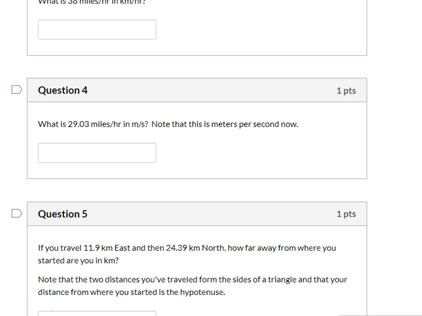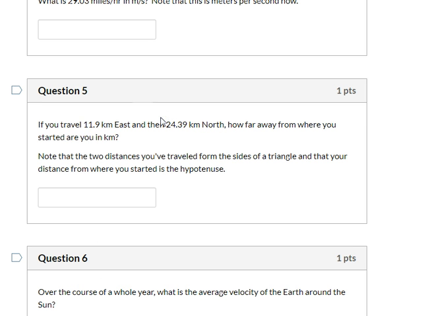Number 5, you're traveling east and then you go north. How far are you from where you started? Well, east and north are the two sides of a triangle, so you're just going to use the Pythagorean theorem. You're going to square this, you're going to square that, you're going to add them together, you're going to take the square root, and that's your answer.